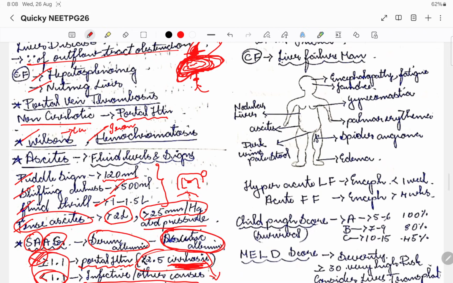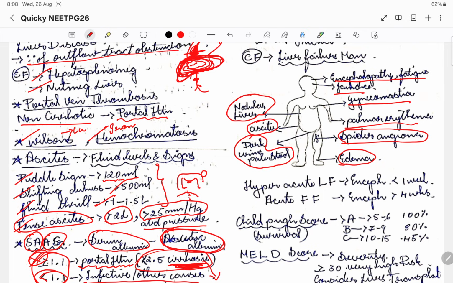The clinical features, just like cirrhosis that we discussed, right? So remember this, and you will be able to identify it. Encephalopathy, fatigue will be there, jaundice, yellowish discoloration, gynecomastia will be there. Then palmar erythema, spider angioma is very pathognomonic for liver failure. Then edema will be there. Dark, pale stool will be there because of the jaundice. Then ascites definitely. Then the liver will be nodular on ultrasound.